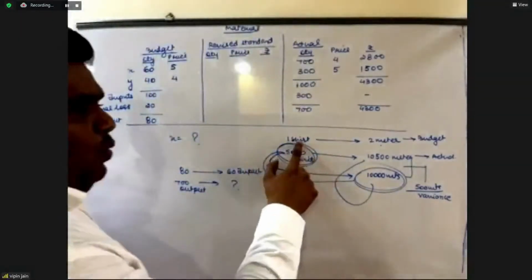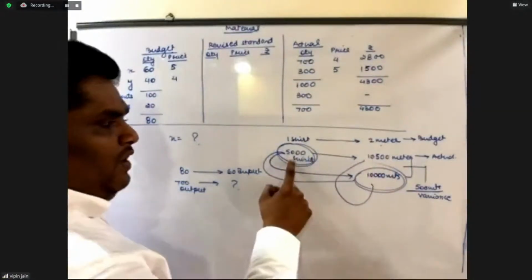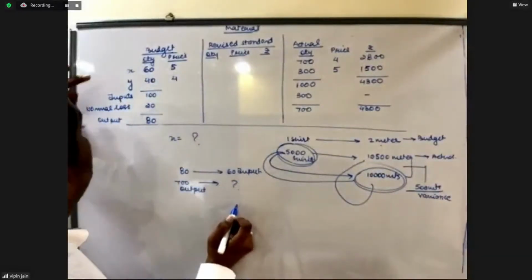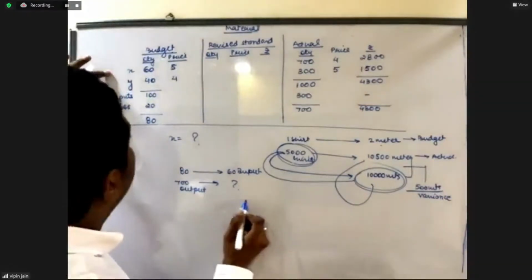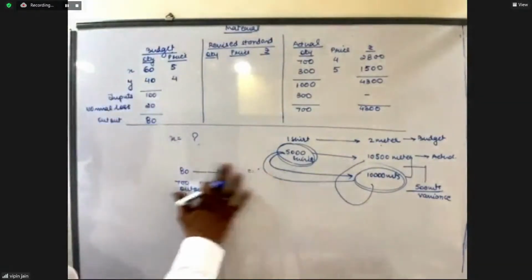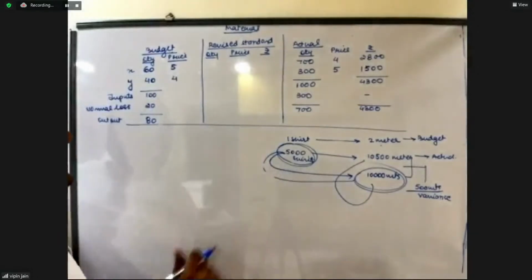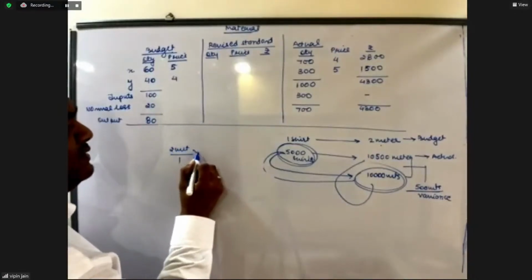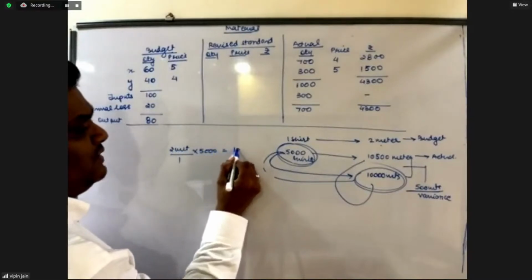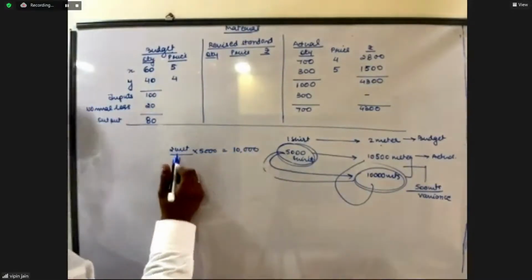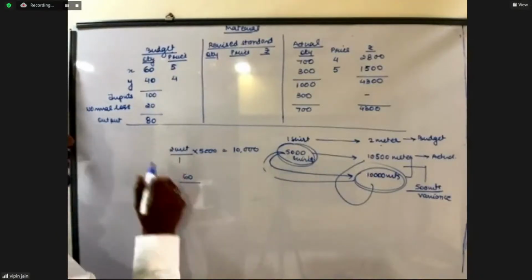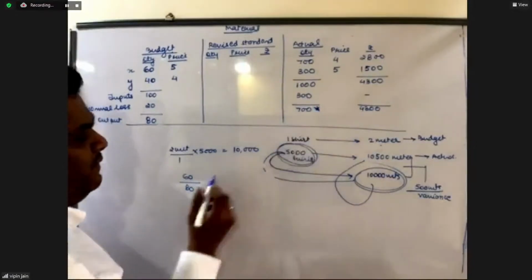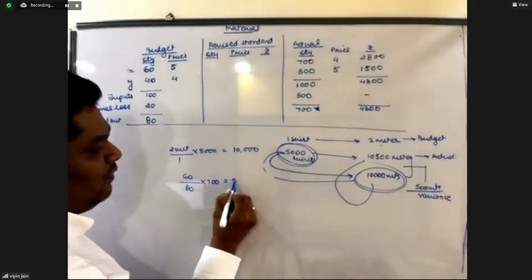Again, the same concept. One shirt, 2 meters. 5,000 shirts, 10,000 meters. I'm applying the same concept wherein one shirt is 2 meters. So 5,000 shirts, 10,000 meters. That is my input. So 60 is the input for 80 output. My actual output is how much? 700. I'm talking about this 700. So for 700, how much? 525.